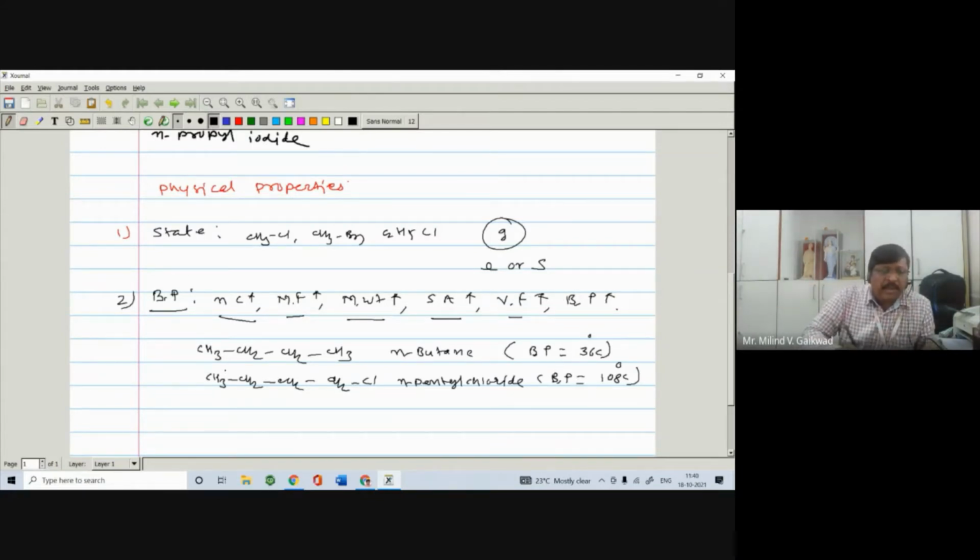So if you compare, in general an alkane and the corresponding alkyl halide, the alkyl halide has a higher boiling point compared to the corresponding analog, that is the alkane. Alkyl halides have a higher molecular weight, and due to that they also have a higher surface area. That's why the van der Waals force of attraction is also more, and the boiling point is also more.